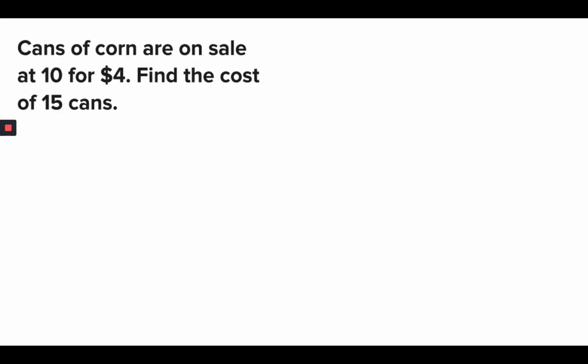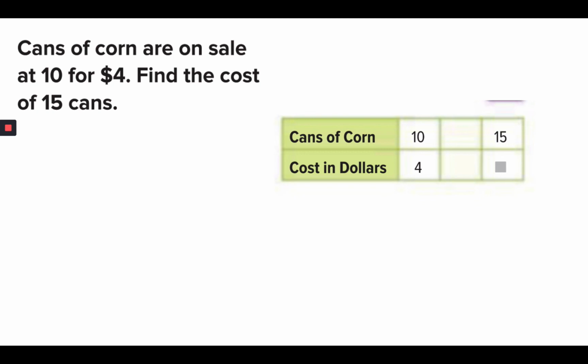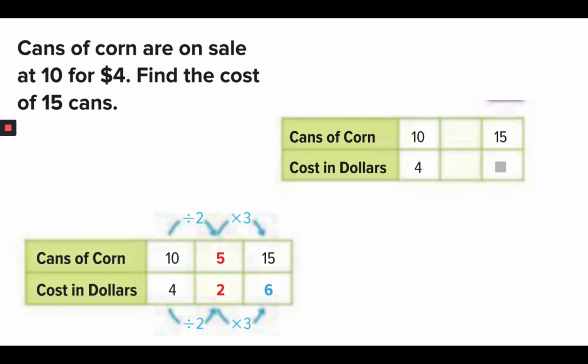Cans of corn are on sale at 10 for $4. Find the cost of 15 cans. Again, you got to multiply or divide. Well, I can't make 10 into 15 in 1 step, but I got to get that 10 into a 15, and you can do it in 2 steps. So you can divide the 10 by 2. That's going to give you 5. Then you take that 5 and you times it by 3 to get 15.